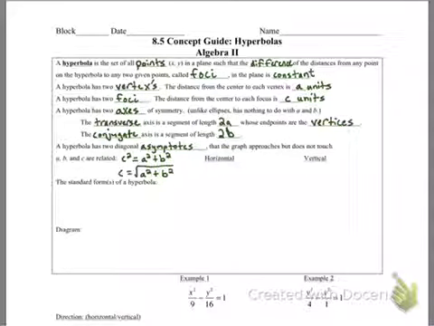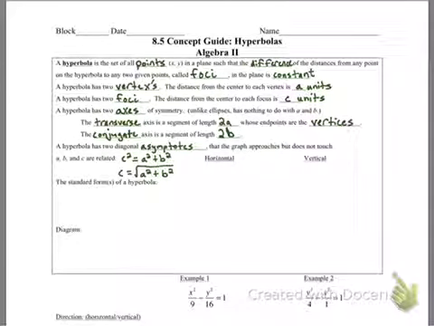So a hyperbola is the set of all points in a plane such that the difference of the distances from any point on the hyperbola to any two given points, called foci, in the plane is constant. A hyperbola has two vertices. The distance from the center to each vertex is A units. A hyperbola has two foci. The distance from the center to each focus is C units. And a hyperbola has two axes of symmetry. Unlike ellipses, that has nothing to do with A and B.